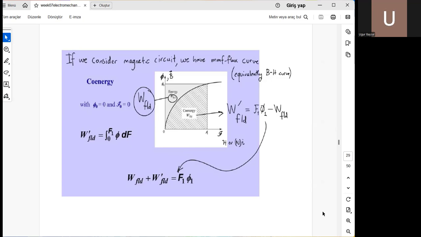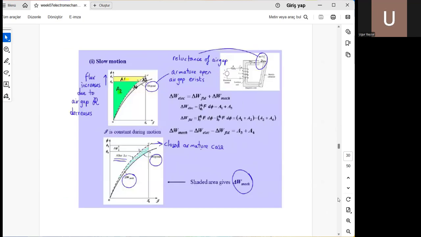We will see that in this slide series. We will see that sometimes calculation of the mechanical force by using co-energy is simpler. That's the reason it's used. Basically, co-energy is shown with a prime sign, W field prime, and equals the total area of the rectangle, where the maximum MMF F1 and maximum flux phi1 are multiplied and the energy is subtracted. So the addition of energy and co-energy is F1 phi1.